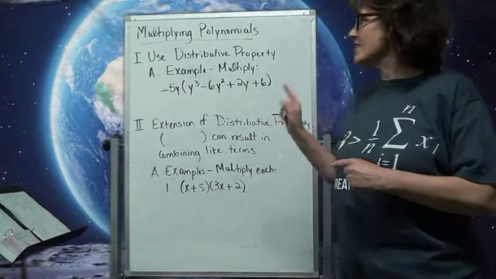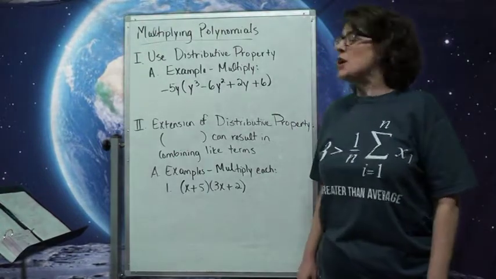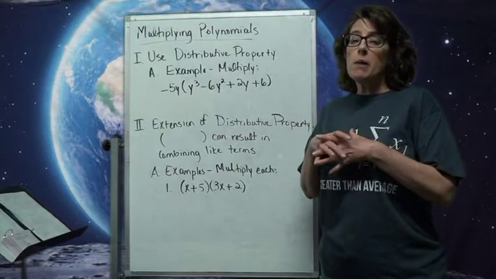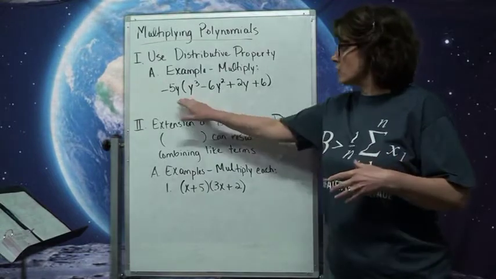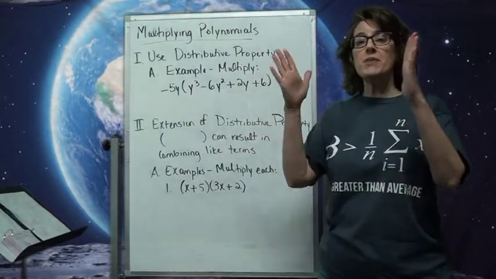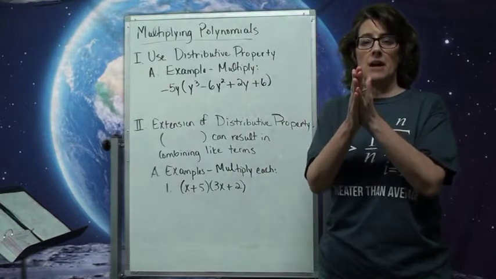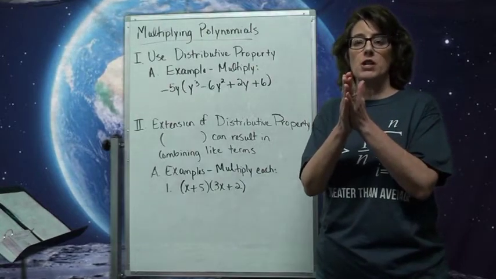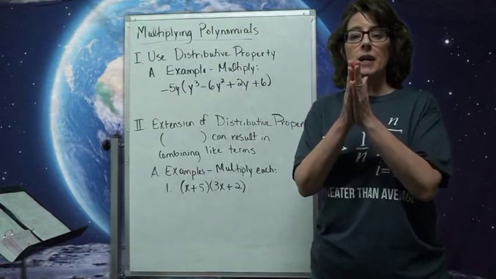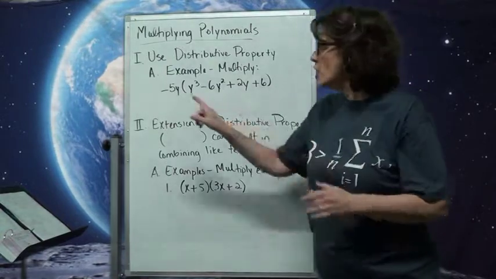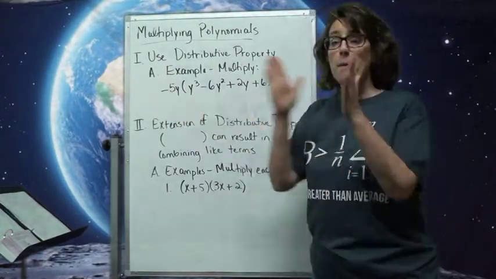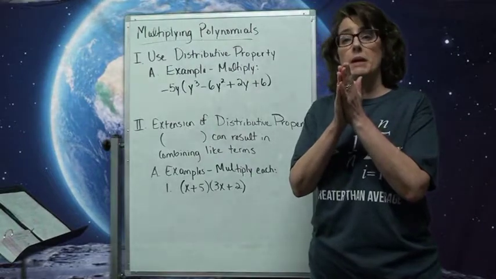So let's hurdle ourselves into multiplying polynomials. When you multiply polynomials, you need to understand, as you can see in this example right here, that whenever something sits up against something else, that always indicates multiplication. I've mentioned that to you before. Sitting up against means multiplication. So I have this -5 sitting up against that y, meaning those two are being multiplied.